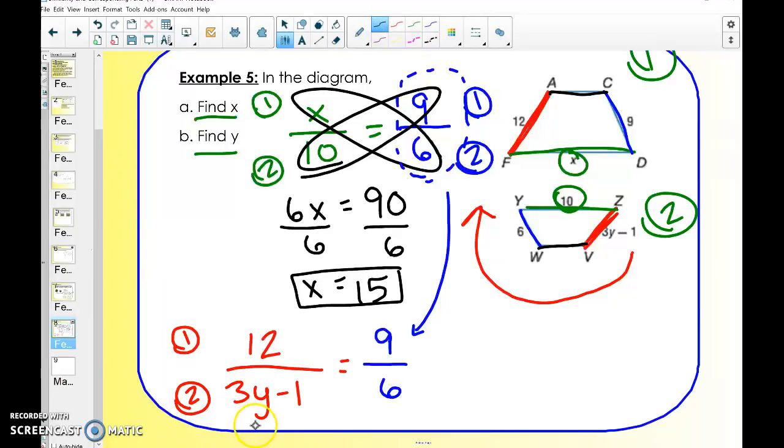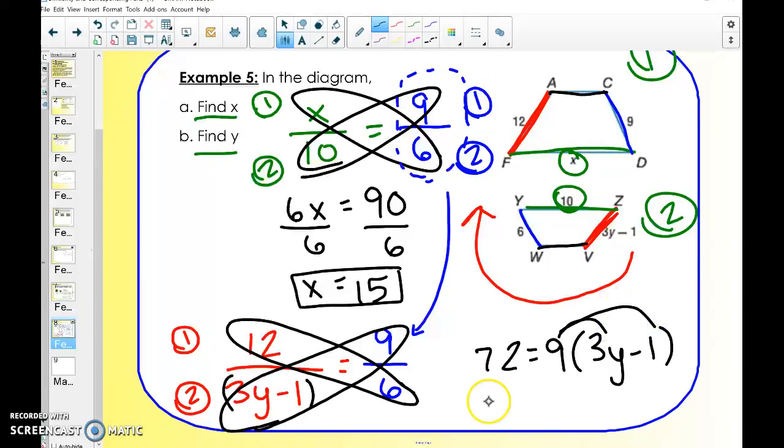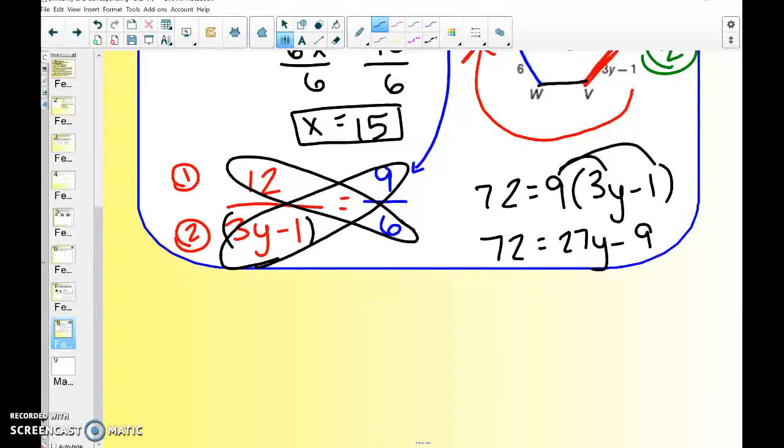All right, and then from there it's cross multiplying. Now you've got to be careful with this guy right here. Make sure to put parentheses around it because it's more than one piece. You're going to be doing some distributing. If you don't put parentheses, you're going to have some issues when you try to cross multiply. But other than that, it's pretty similar to what you've been doing. So we have 72 equals 9 times (3y minus 1). Like I said, that parenthesis was there for a reason, so make sure you distribute. Get 27y minus 9. Got a little more algebra to do than usual, but nothing too scary.